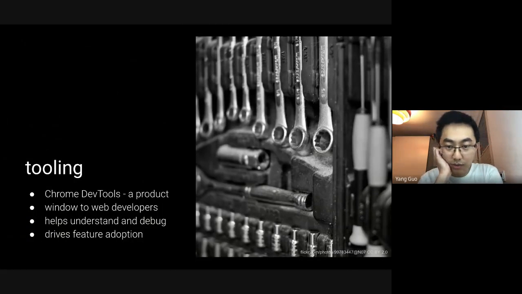So why am I talking about tooling? Chrome DevTools, we consider Chrome DevTools a product, but nevertheless, there is a lot of overlap between DevTools and, of course, the web platform. We consider DevTools to be the window to web developers. It connects whatever we put on the web platform to the developers. We help them understand and debug new features. And ultimately, we want to drive feature adoption as sort of the mission of our product.